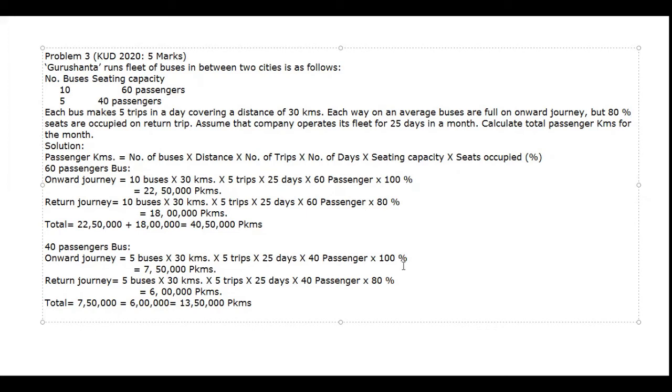So while going it is 100%, while coming back, on the return journey, it is 80%. This will be the difference. Other things will remain the same, and when we total this, it comes to 13 lakh 50,000. Again you have to total the grand total.